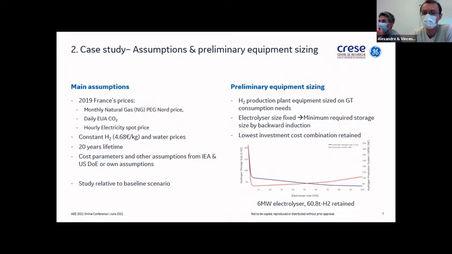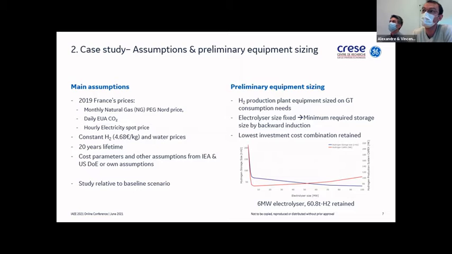We've considered a few other assumptions. As mentioned by Vincent, we consider profiles, in this case profiles of natural gas and electricity prices from 2019 in France. We have also assumed a constant price for hydrogen of 4.68 euro per kilogram, which is a range of price for green hydrogen, more or less. And as I mentioned, we have done the study relative to the baseline scenario. For scenarios 3 and 4, where we have the collocation of hydrogen production plants and the gas turbine power plant, we still have to size the hydrogen production equipment.